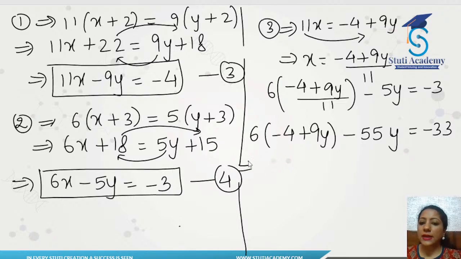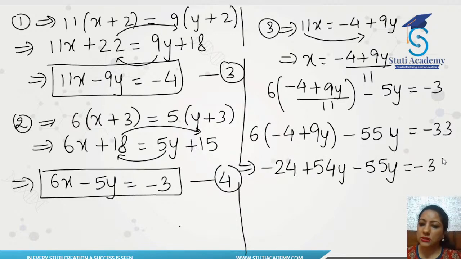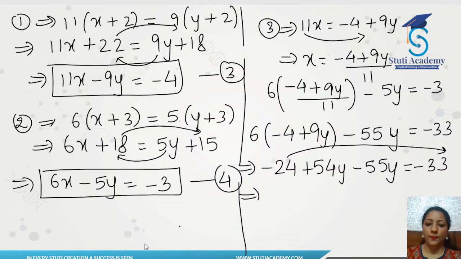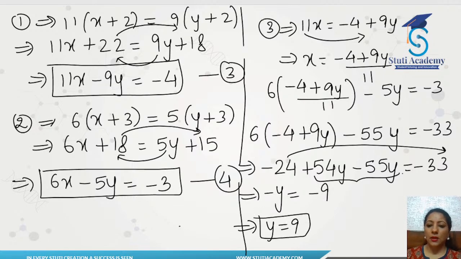Okay. Now, in the next step, I'm going to take this 6. I'll multiply this inside. I will get minus 24 plus 54y minus 55y equal to minus 33. From here, I'll take this minus 24 on the right hand side. This will become plus 24. And also we'll combine these two. We will get minus y equal to minus 33 plus 24, which gives us how much? It is going to give us minus 9. So y here is 9. That means the denominator is 9.